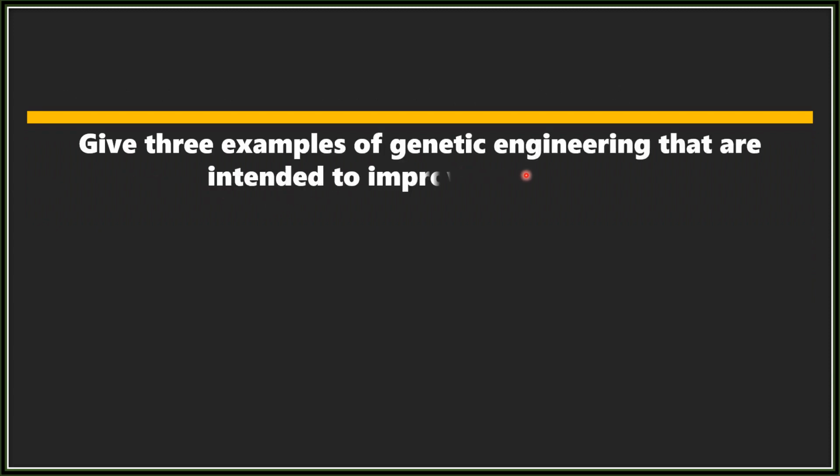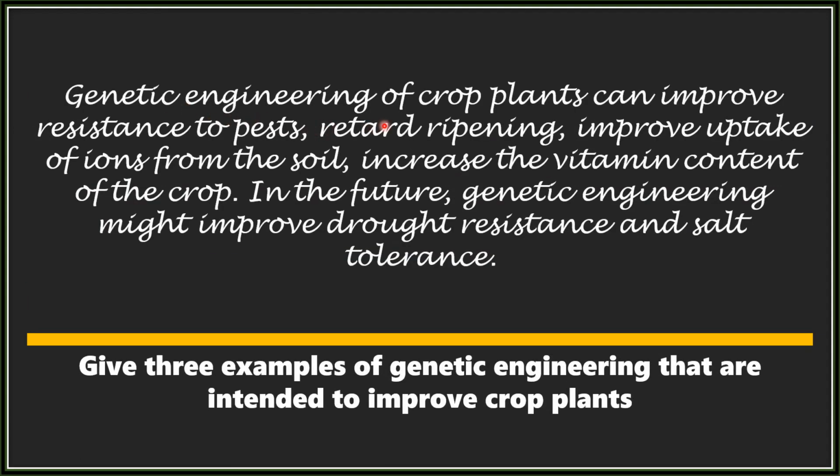Give 3 examples of genetic engineering that are intended to improve crop plants. Genetic engineering of crop plants can improve resistance to pests, retard ripening, improve uptake of ions from the soil, and increase the vitamin content of the crop. In the future, genetic engineering might improve drought resistance and salt tolerance.